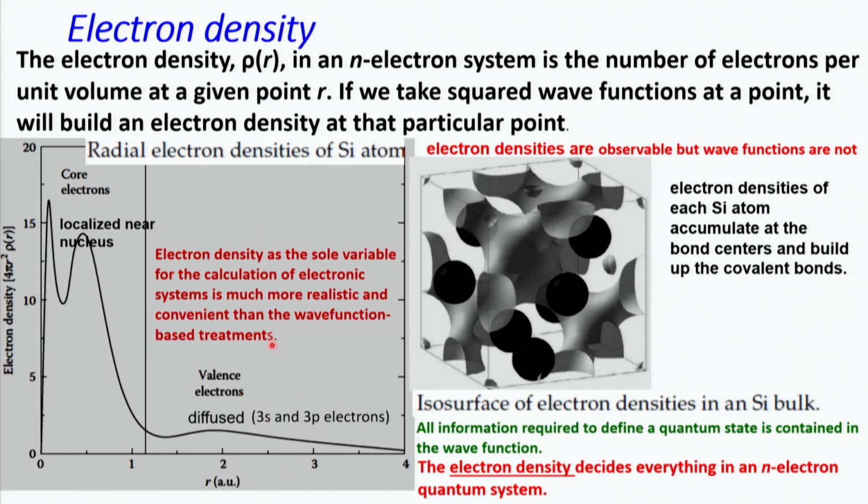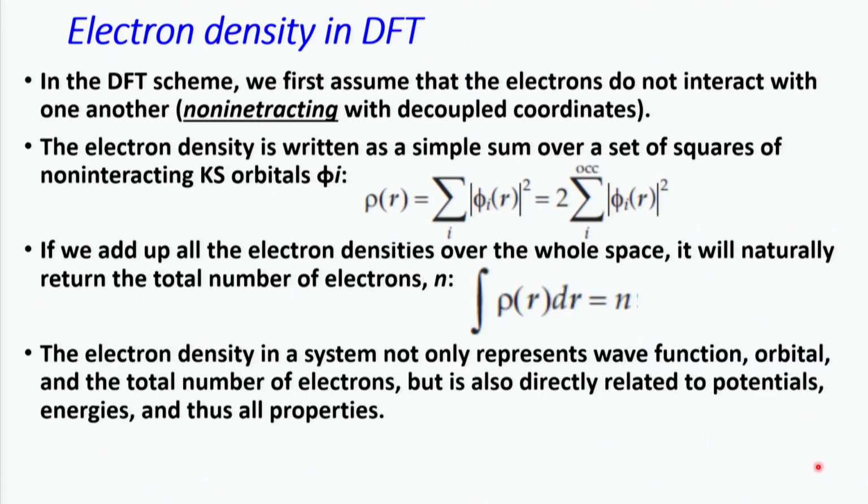So electron density as the sole variable for the calculation of an electronic system is much more realistic and convenient than the wave function based statement. We can say that all information required to define the quantum state is contained in the wave function, like in the case of the Hartree-Fock method. Similarly, we can say that the electron density decides everything in an n electron quantum system when we deal in terms of the density functional theory based method. So electron density is important in DFT. In the DFT scheme, we first assume that electrons do not interact with one another.